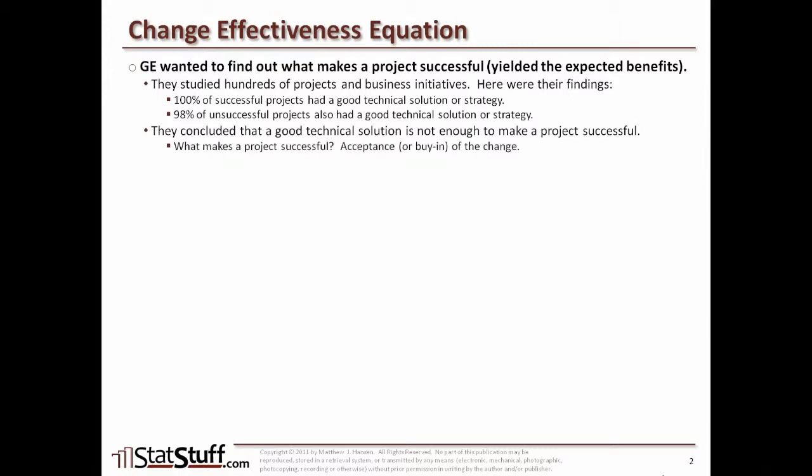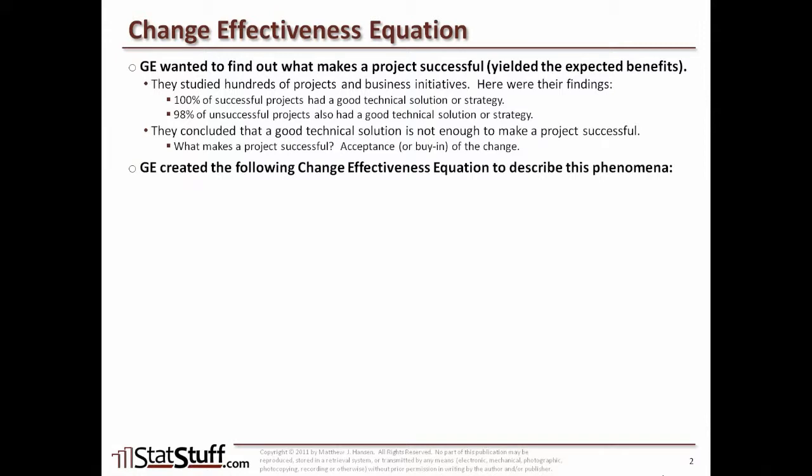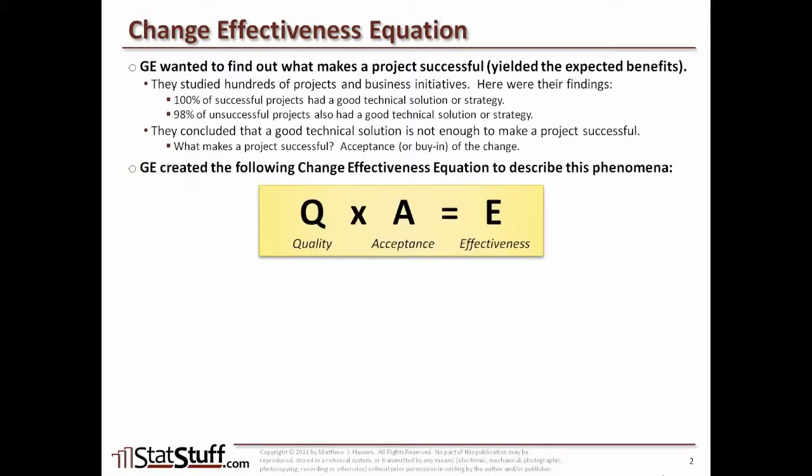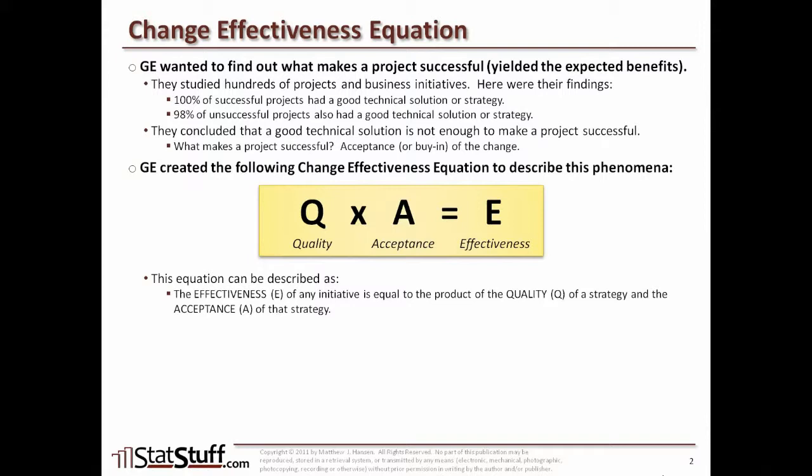So what is it that makes a project successful? Well, it's acceptance or buy-in of the change that they're trying to implement. As a result, GE created what they call the CAP model, which is based off of a change effectiveness equation to help describe this kind of phenomenon. The equation looks like this: Q times A equals E. That is, quality times acceptance equals effectiveness. So we can describe this equation as the effectiveness, which is the E part, of any initiative is equal to the product of the quality, the Q part, of a strategy, and the acceptance, or A, of that strategy.